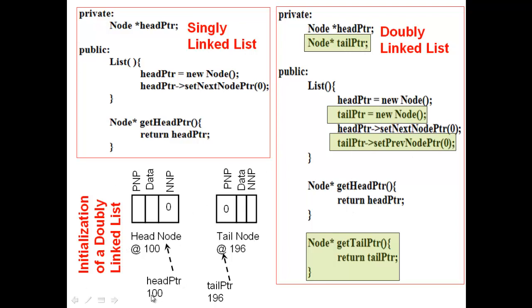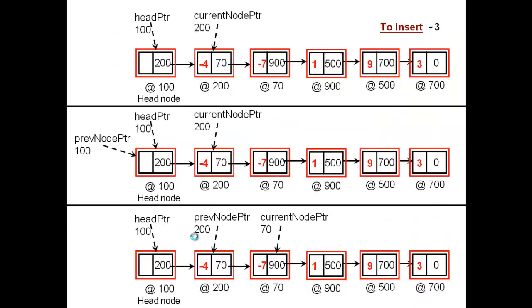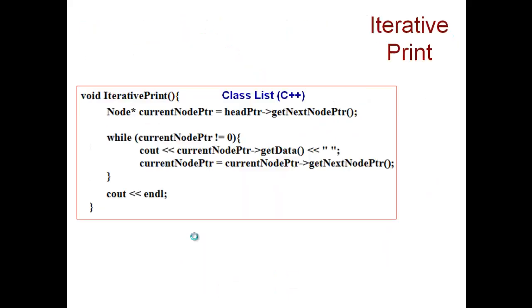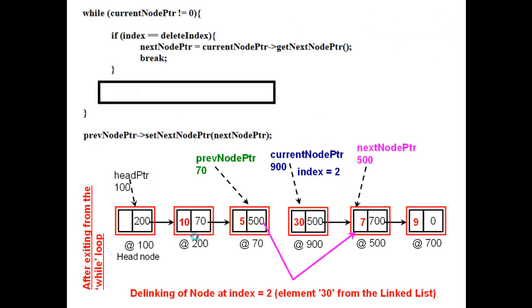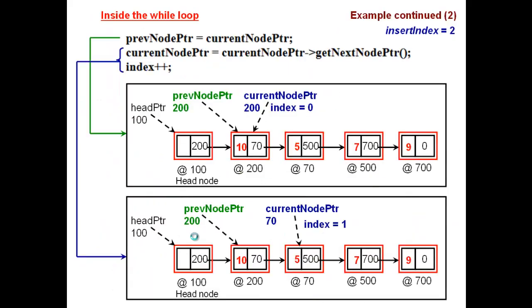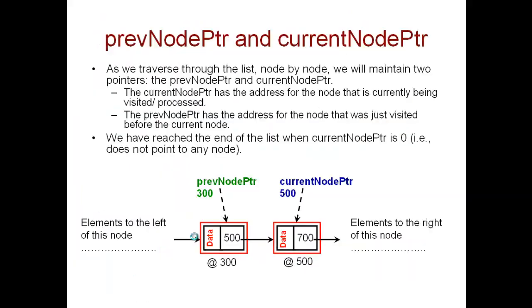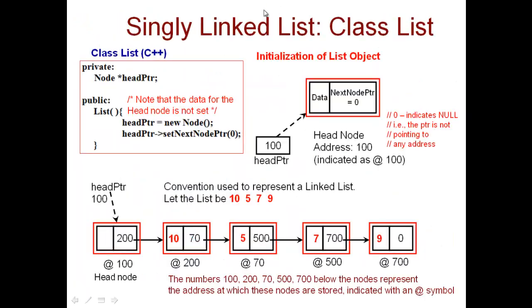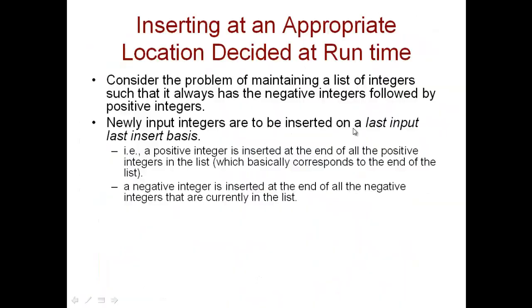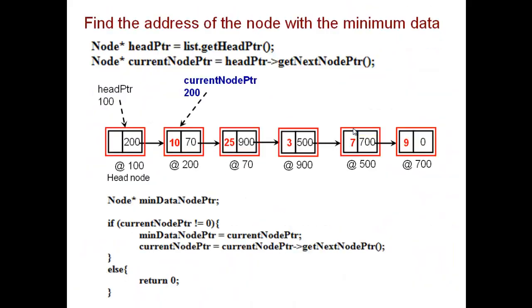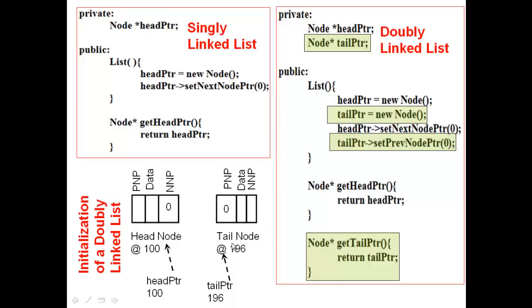So this is how an empty double linked list will look. We saw earlier how an empty single linked list looks. You just simply set the next node pointer for the head node to be null. Very similar to the previous thing. The next node pointer is set to null, and that's what we are doing here for a double linked list. But we also have to set the previous node pointer to null for the tail node. So this is how the empty double linked list will look.